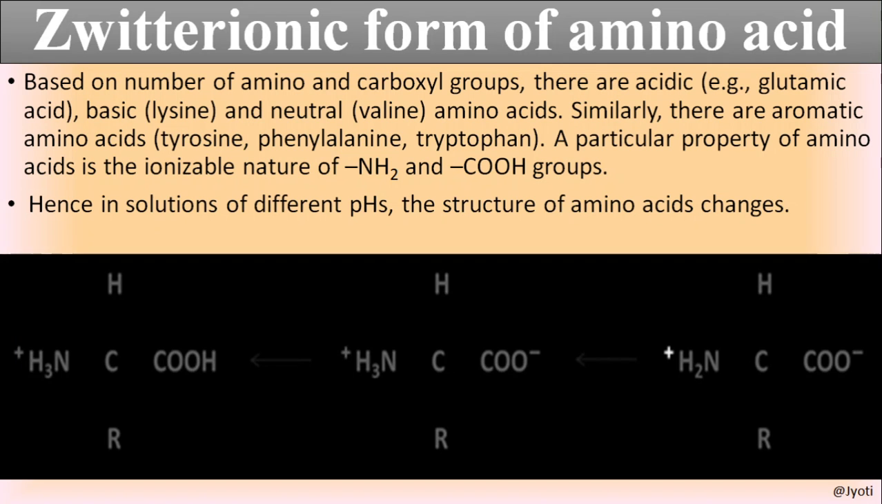Then one of the most important features of amino acids is that they can exist as both negative ion or positive ion, or only acidic or only basic ion. This happens when the pH changes. Based on the number of amino and carboxyl groups, they are acidic and basic, as I have shown you in the previous picture. And the neutral one is valine. Valine is neutral. Remember, this is very important.